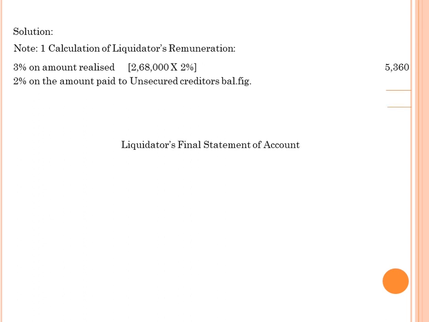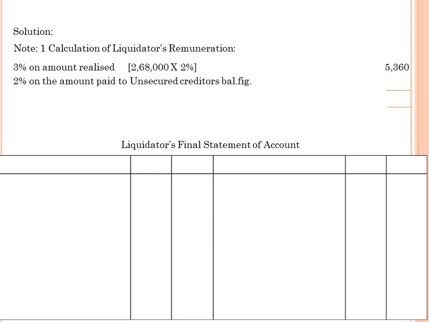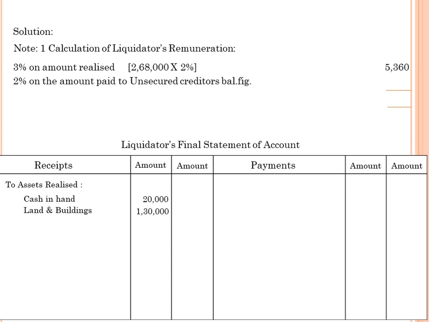Write down the heading: liquidator's final statement of account. Divide into four columns: receipts, amount, payments, amount. Start with the debit side: to assets realized, cash in hand 20,000, land and building 1,30,000, plant and machinery 1,10,500, furniture and fittings 7,500. Find the total. The total amount of assets realized is 2,68,000.